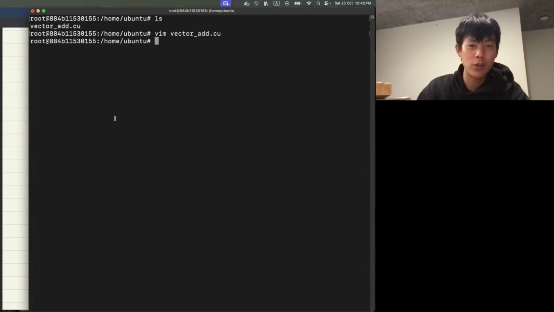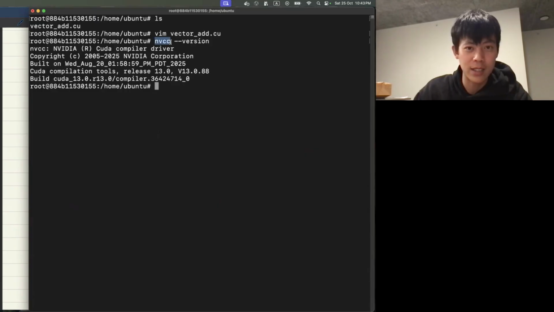What's next? So now you have the C++ program. You want to compile it. This is the reason why I spawned up the Docker instance, because this Docker actually has the compiler. The compiler is called nvcc. It's called NVIDIA CUDA compiler. And we check that we have it over here.